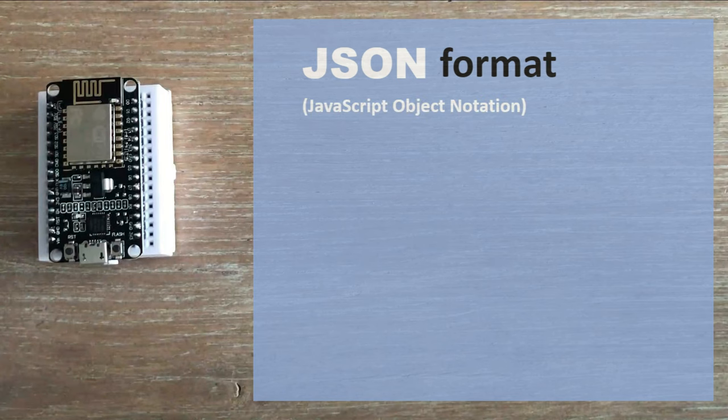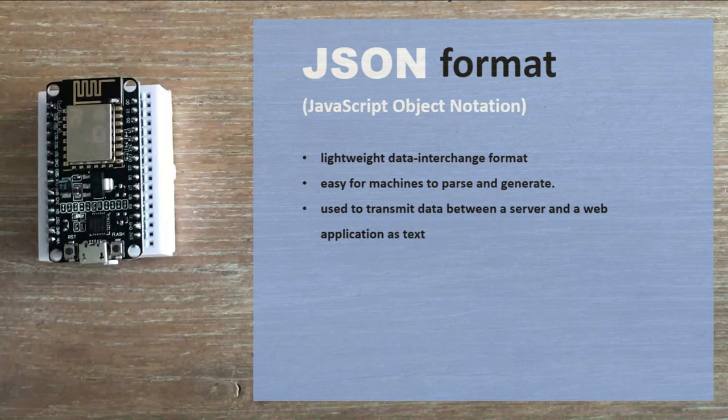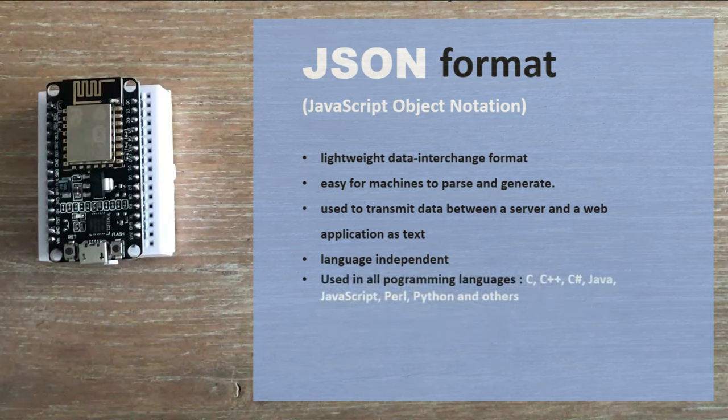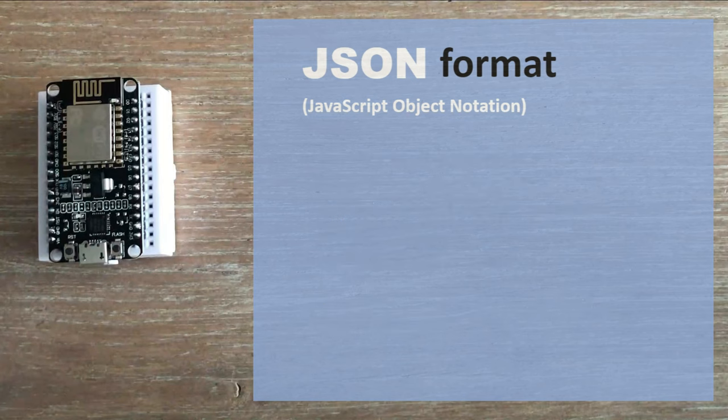JSON, JavaScript Object Notation, is a lightweight data interchange format that is easy for humans to read and write, and easy for machines to parse and generate. It is primarily used to transmit data between a server and the web application as text. This format is language independent. It is used in nearly all programming languages. JSON data is represented as key value pairs. I will use a simple example to store user information.